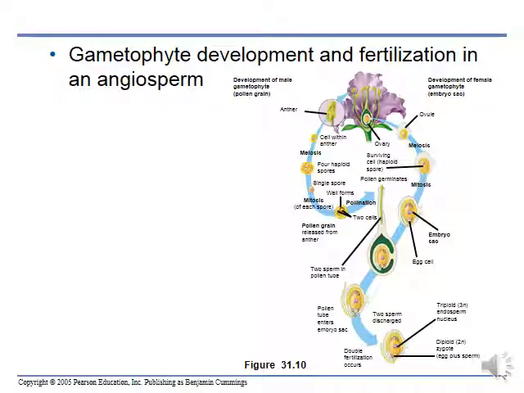The gametophyte development and fertilization in an angiosperm, I really suggest you look this diagram up in the book and study it a bit because it gets a little complicated. What you have is the anther here. You're going to have meiosis, and we're going to produce the 4 haploid spores. We're going to have mitosis that's going to produce the pollen grain, and we're going to have 2 cells produced. Those are going to pollinate here, and this is actually 2 sperm in the pollen tube.